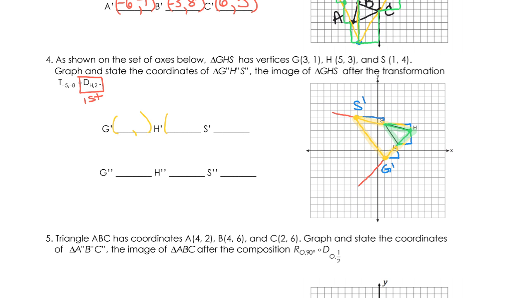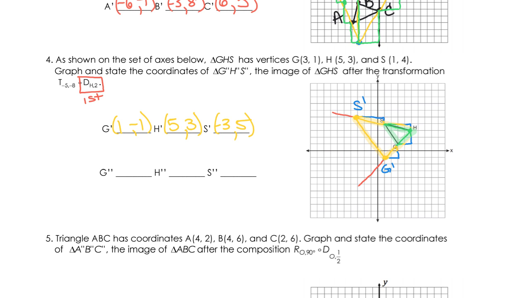All right, so my new coordinates now, after I graphed my triangle: remember that H was the center of dilation, so H prime is going to be the same as H, which is 5, 3. But G prime is now located at 1, negative 1. And S prime is now located at negative 3, 5.